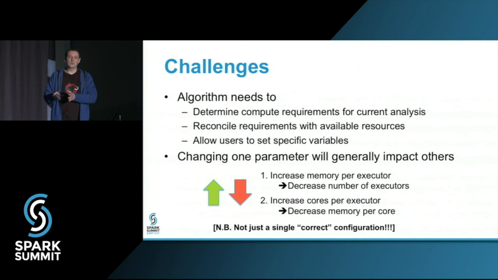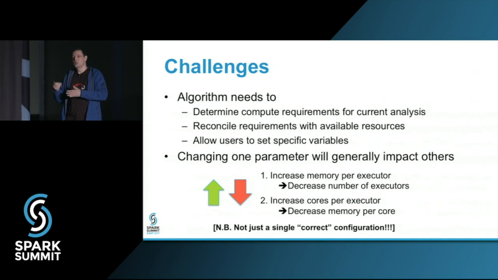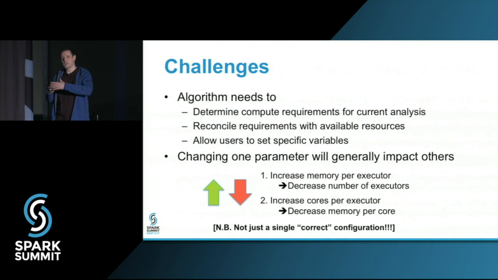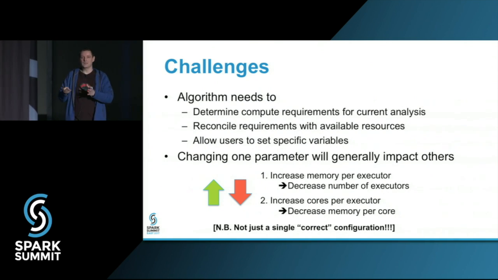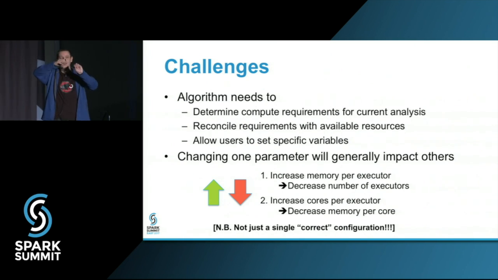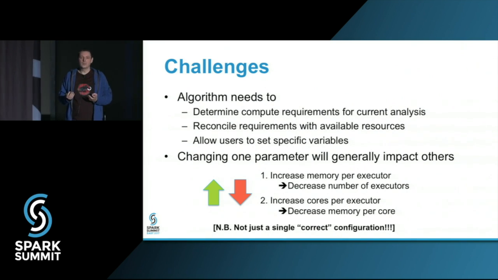Similarly, if you increase the number of cores per executor, the amount of memory available per core will actually decrease, because there's obviously going to be an upper bound on the maximum size of executor you can field that's actually set by the YARN container size. And so there's all of this interdependency, and if you set one value, it typically ripples through and causes modifications of the others. So it sounds like a tricky problem to solve for.